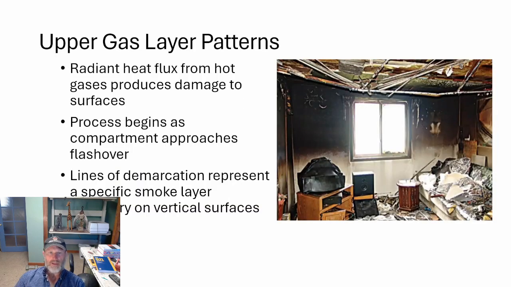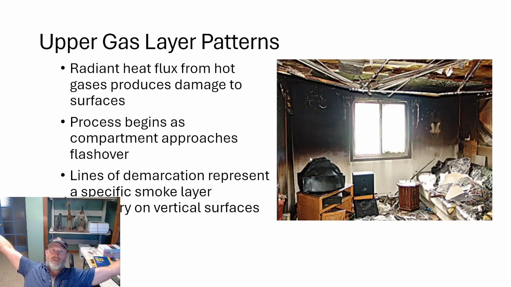So upper gas layer patterns: radiant heat flux from hot gases produces damage to surfaces. The process begins as a compartment approaches flashover. Lines of demarcation represent a specific smoke layer boundary on vertical surfaces. So take a look at this. This is not a compartment that reached flashover conditions. You can tell from the furniture and the floor, the furnishings aren't charred, but there's clearly a boundary line.